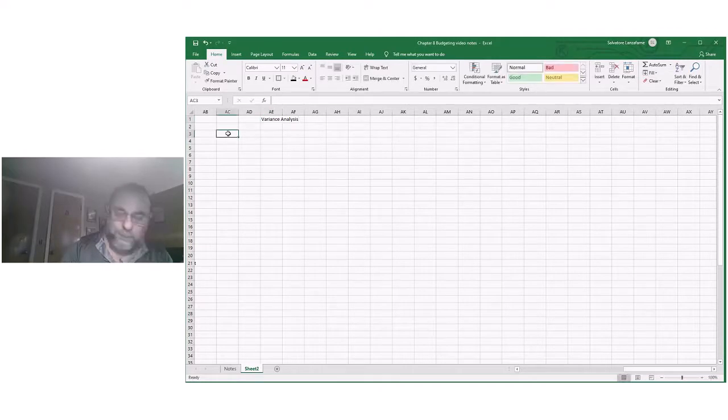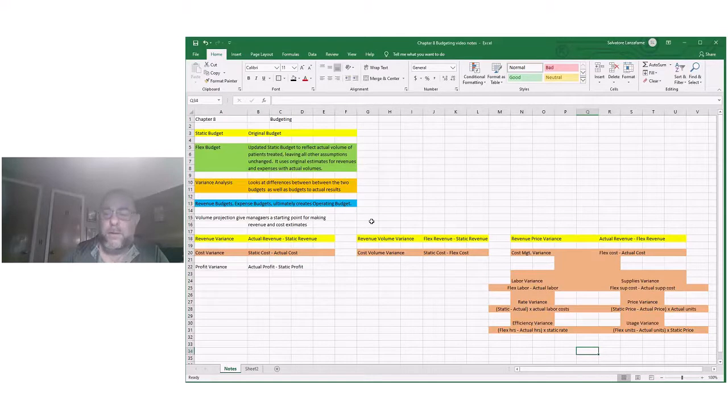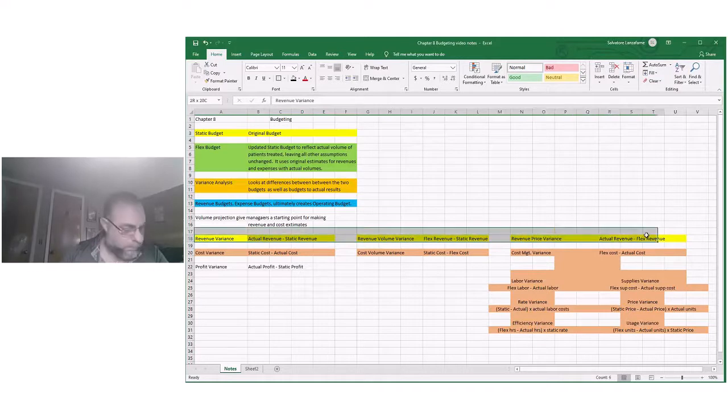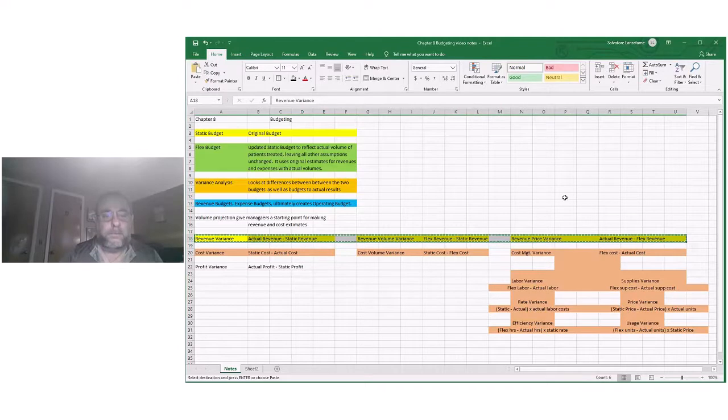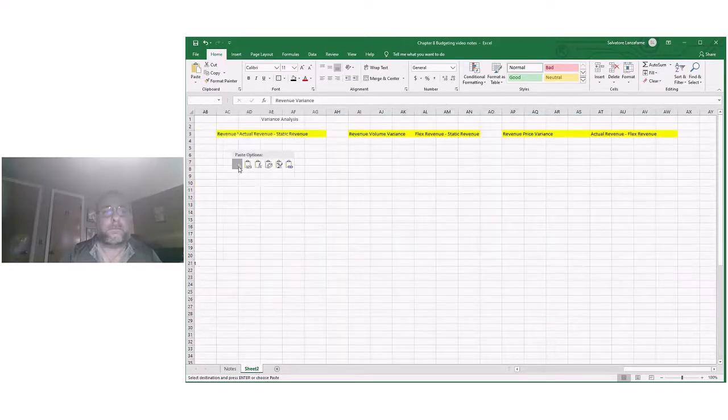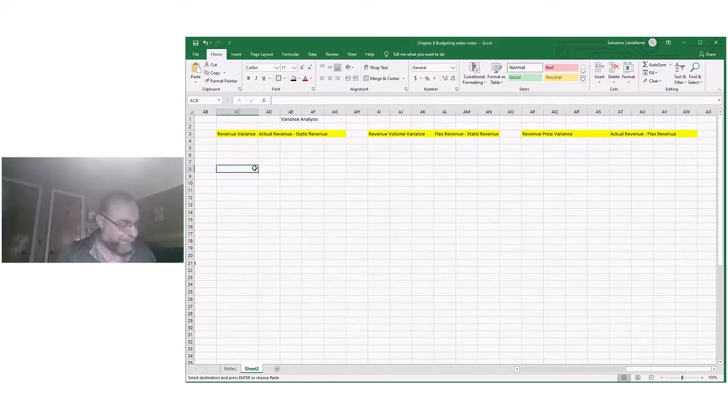So if we want to do the revenue variance, I don't know if you remember, but I gave you this before. Here's the revenue variance, all this stuff. This is basically what we're going to do right now. All of these variances. So I'm going to copy these. So with the revenue variance, there we go.